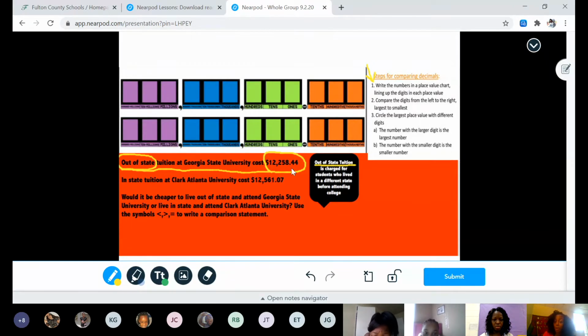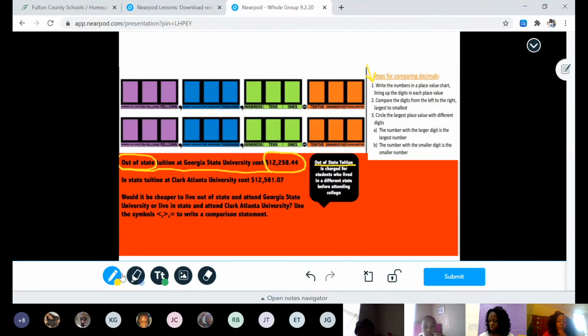So notice how at Georgia State, the in-state tuition was $4,000. Now the out-of-state tuition is $12,000. So I want to first put my 12,258 in my place value chart.